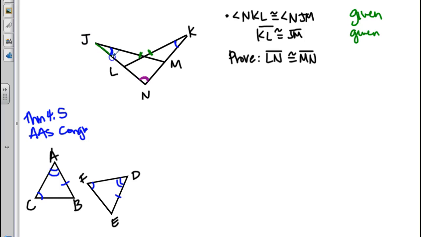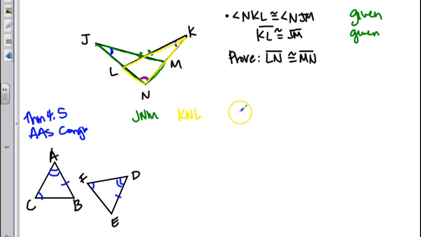Let me trace them. That might be helpful. There's triangle number 1 in question. So JNM. And here's triangle number 2 that we're talking about. So KNL. Do you see something in common? N is in both of those triangles. Well, N is congruent to itself, isn't it? I mean, it's the same measure, whether it's in the green triangle or the yellow triangle, same measure.